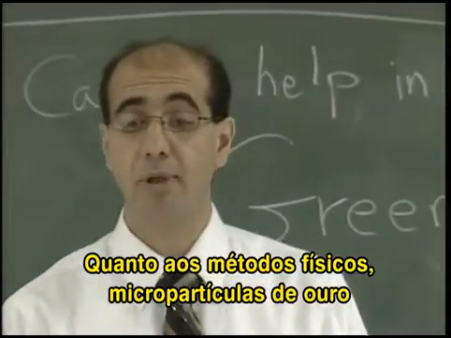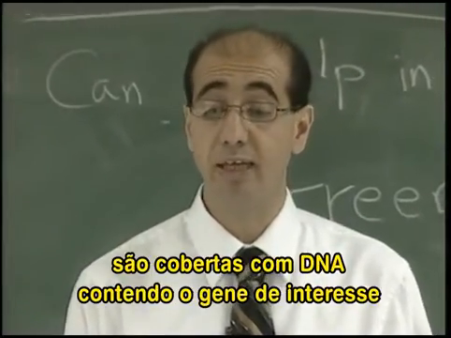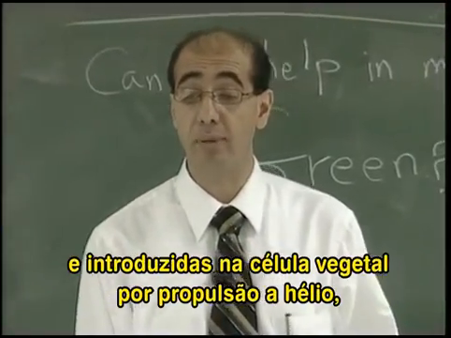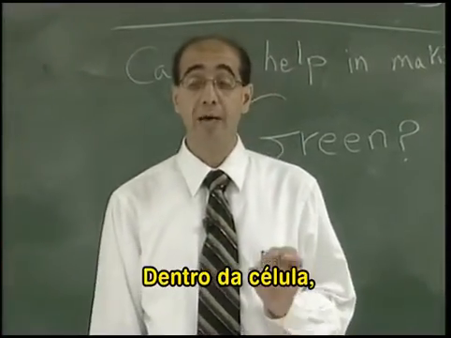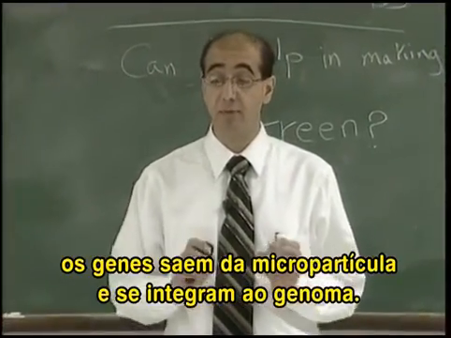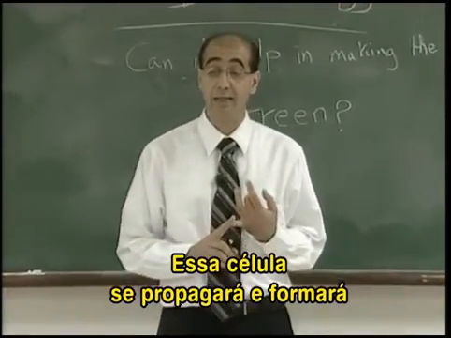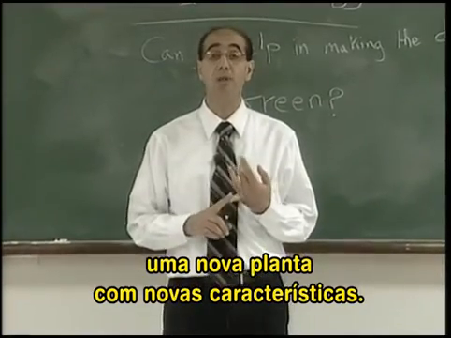As for the physical methods, microscopic gold beads are coated with the DNA containing the genes of interest and are shot into the plant cell with a burst of helium using an instrument called the gene gun. Now, once inside the cell, the genes come off the bead and integrate into the genome of the cell. Again, this cell will be propagated to give a whole new plant with new traits.